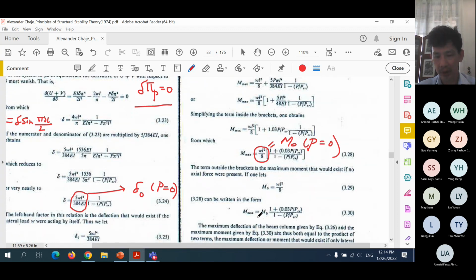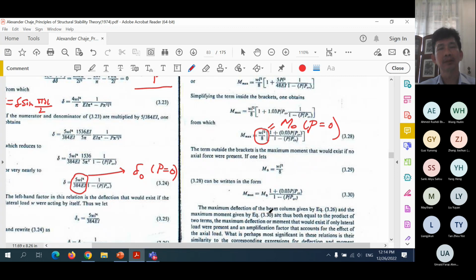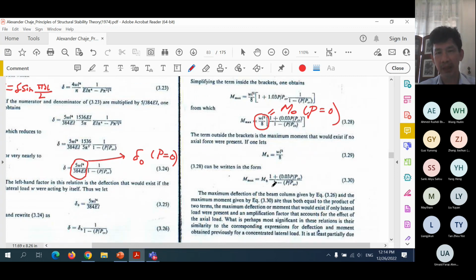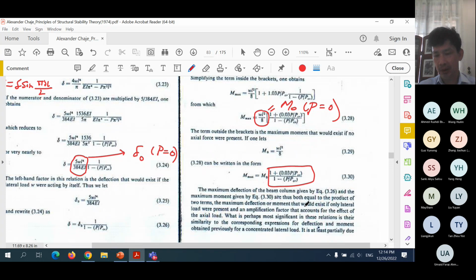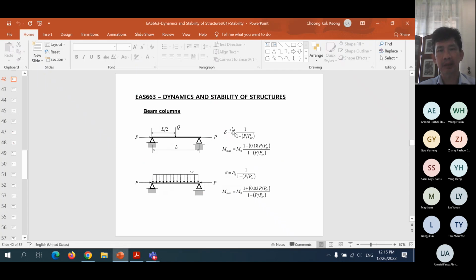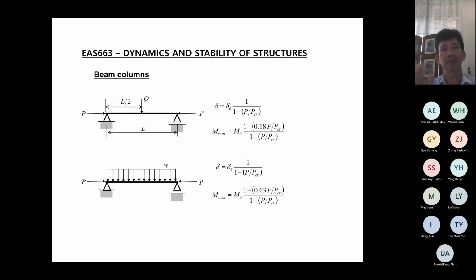So finally, we get to equation 3.30, which is similar to what we have obtained for the previous case. M max in this case of beam column is equal to M subscript 0, which is this, multiplied with an amplification factor. The amplification factor is very similar in form to the amplification factor for the maximum moment for the case of a beam with concentrated load at the middle. If we compare this and this, as I mentioned earlier, they are very similar in form.